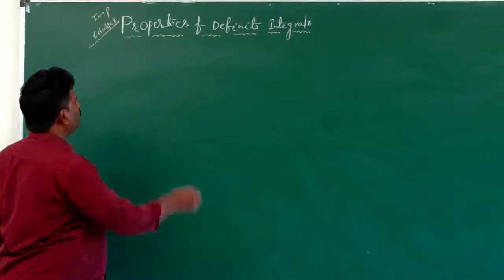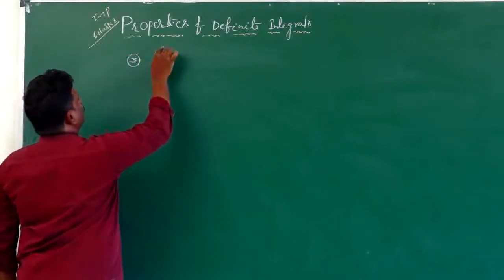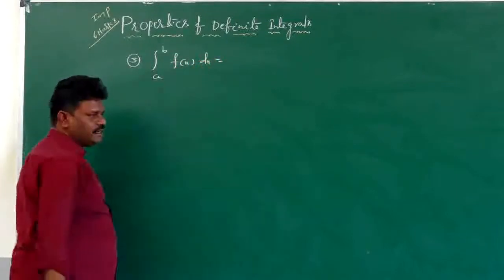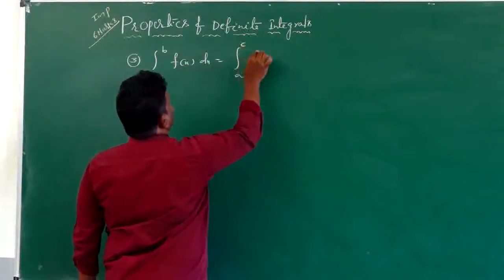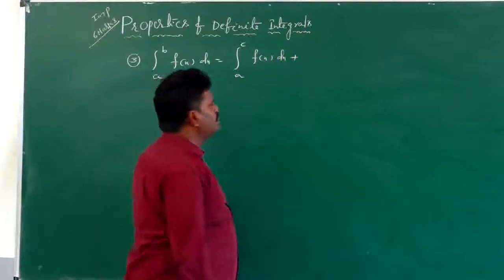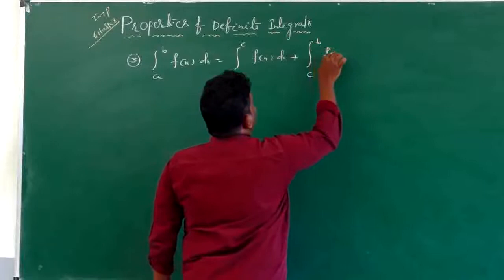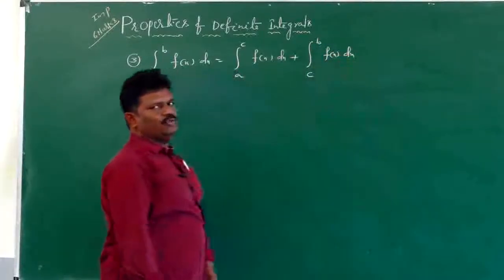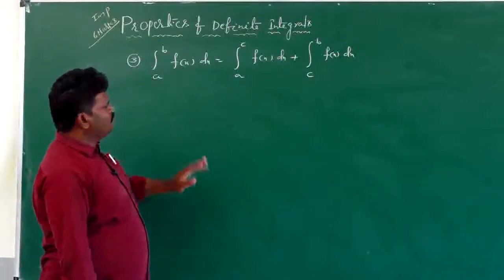Right, third property: the integral from a to b of f of x dx is equal to the integral from a to c of f of x dx plus the integral from c to b of f of x dx. Okay? Now this is the third property.